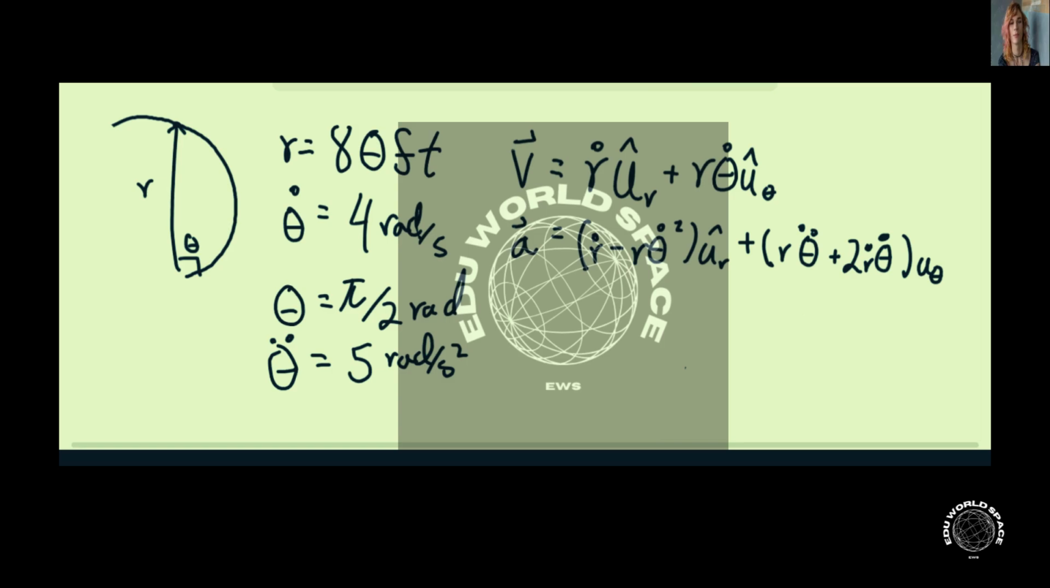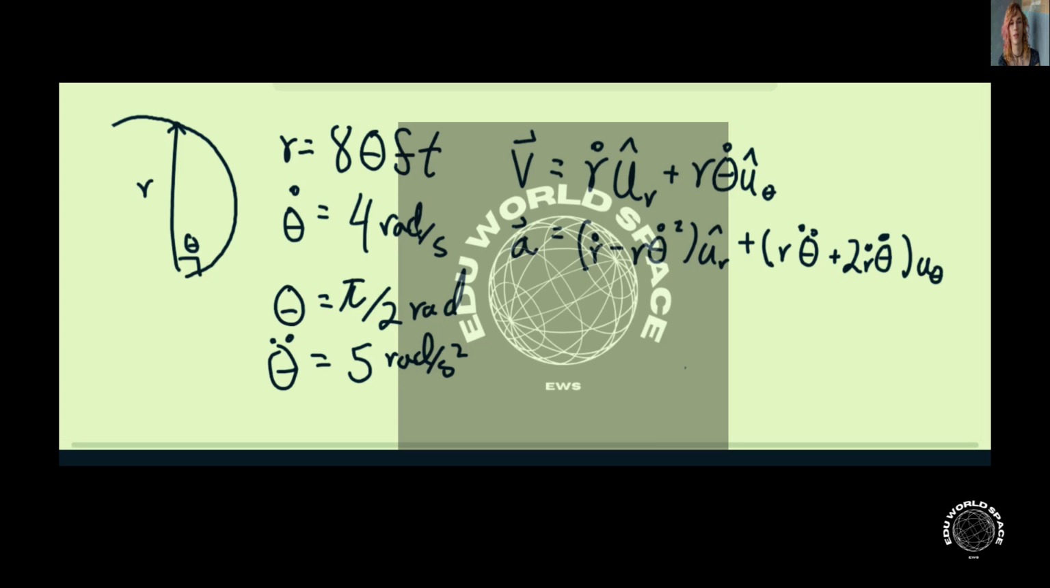In this problem, we have a particle moving in an Archimedean spiral defined by the equation r equals 8 theta feet, with a constant angular acceleration of 5 radians per second squared. And what we want to find in this problem are the radial and transverse components of the velocity, which I've gone ahead and written out the equations for here, when the angle is pi over 2 radians and the angular velocity is 4 radians per second. So we can go ahead and solve these equations.